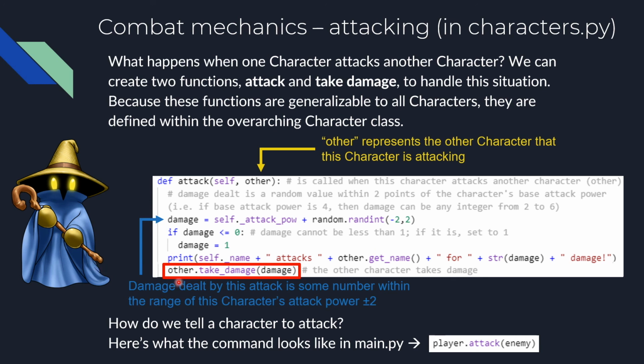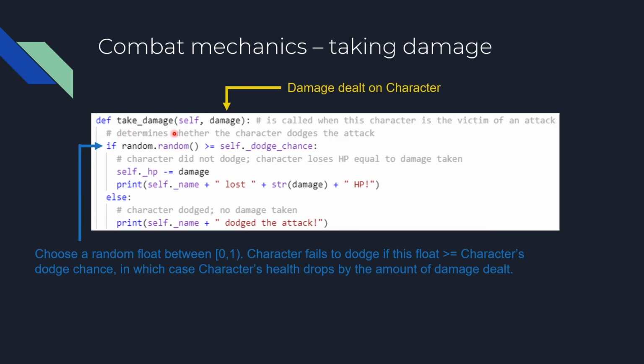Okay, so now let's talk more about this takeDamage function. Here is the takeDamage function. It's also found in the character class. It's right underneath the attack function we just talked about actually. So the takeDamage function has one argument, damage, that represents how much damage was dealt on this character. And this function can go one of two ways. Either the character dodges, in which case no damage is taken, or the character fails to dodge. And whether or not it dodges is based on whether this random float generated by this random function here is greater than or equal to the character's dodge chance.